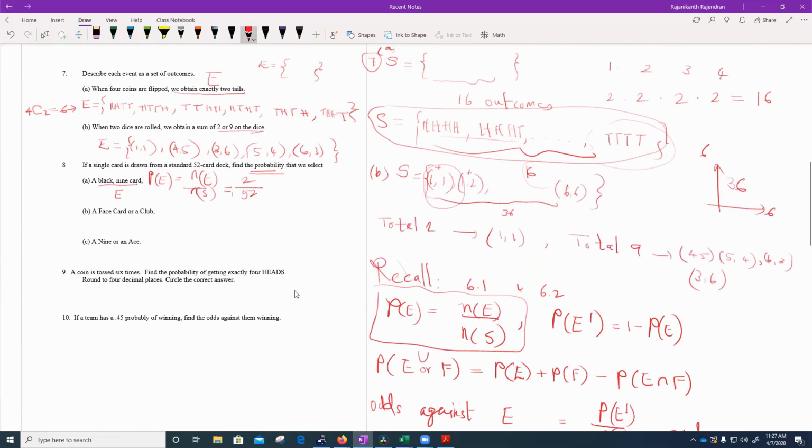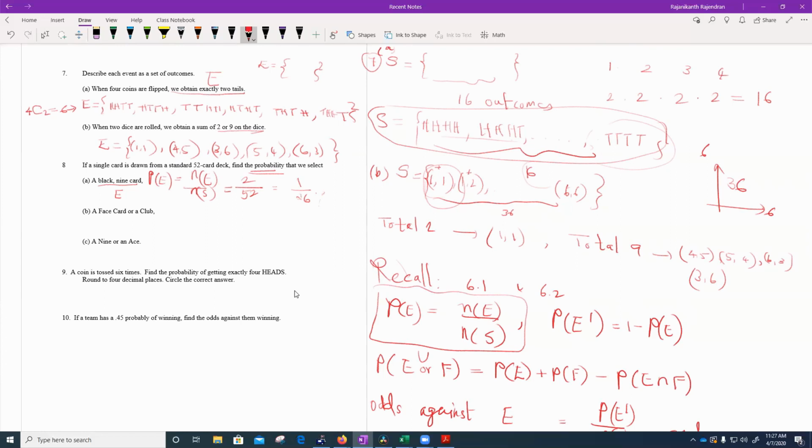Okay. So if you want, you could simplify this fraction by dividing by 2 and you will get 1 over 26. Leave your answer as it is. Don't try to round up. You have to write the exact answer unless they ask you to round up. So I'm always writing in fraction form, okay? 1 over 26.